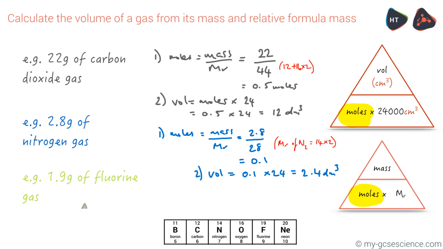And finally, let's figure out the volume of 1.9 grams of fluorine gas. Remember that fluorine is one of those gases which is a molecule of 2 atoms joined together as well. So the first step is moles equals the mass, which is 1.9, divided by the MR, which for fluorine is 2 times 19, which is 38. That gives us a moles of 0.05. We can then put that into the volume equation, so the volume equals the moles, which is 0.05, times by 24, and that gives us a volume of 1.2 decimeters cubed.